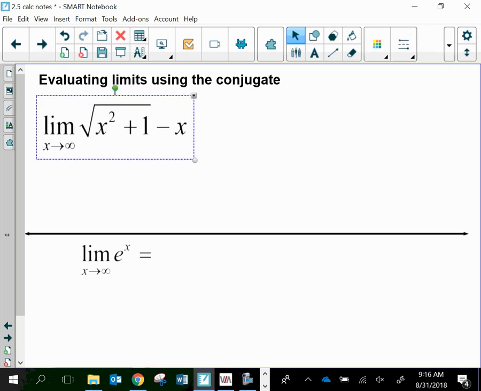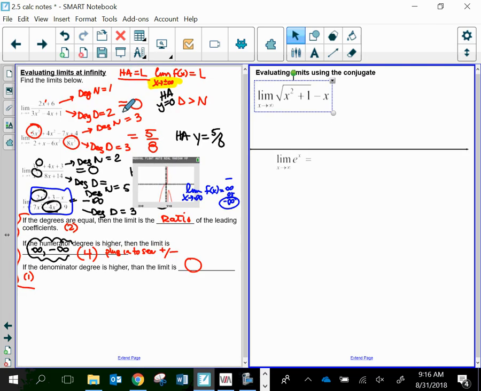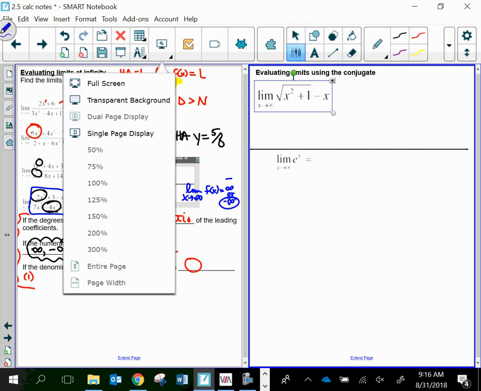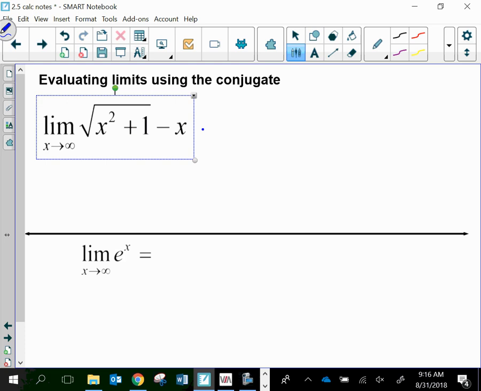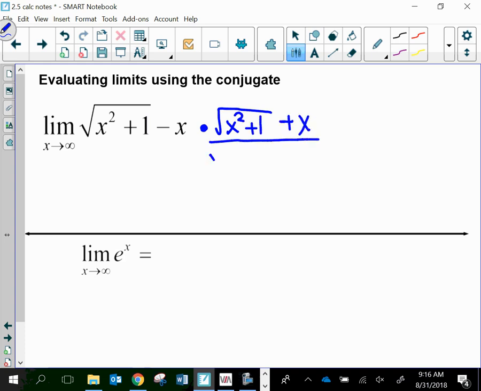Always some exceptions. Okay, I'm going to infinity, but what else don't I have that I needed on this other page? A denominator, that's right, a rational expression. So what I'm going to do is create one, by using the conjugate. What is the conjugate of this radical? Okay, so I'm going to do that on the top and the bottom.